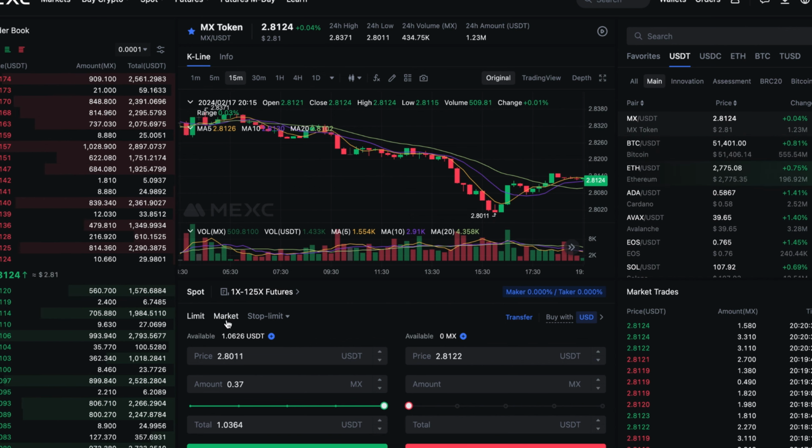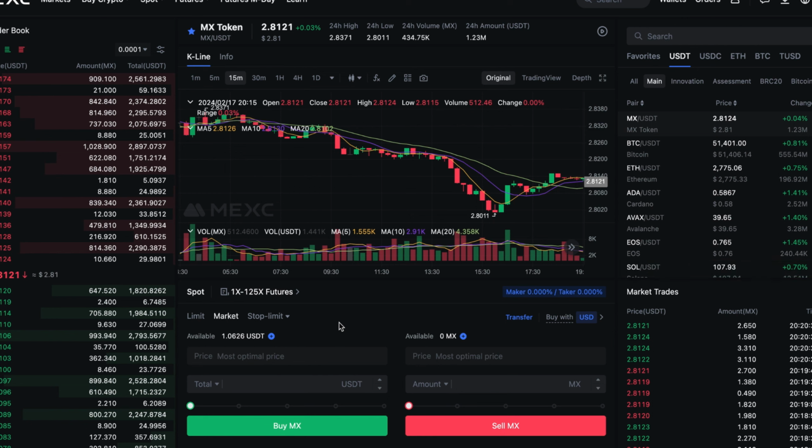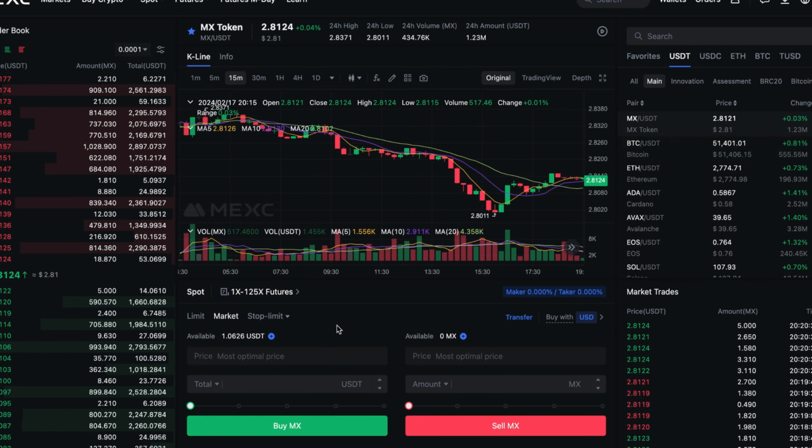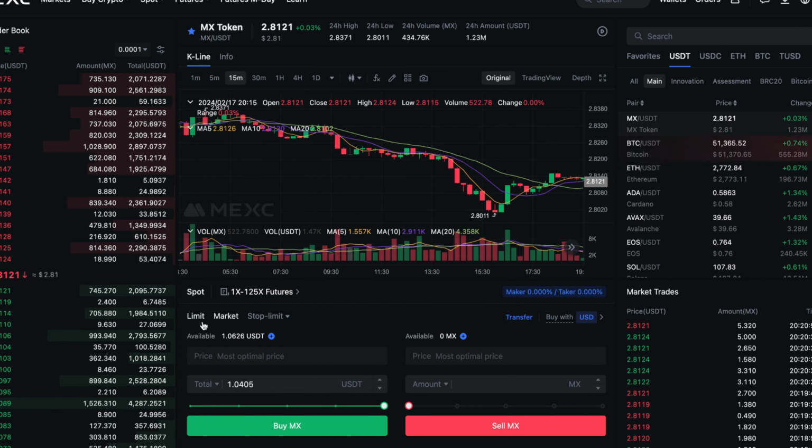If you come to the market section, this market section on the other hand allows you to take the trade at the market price. The current market price is 2.8124. You can see right here 2.8124. So it's going to enter the market or take this trade at this price. I will select the amount of USDT I want to use, and I buy, and this trade is going to trigger instantly because I'm using the current market price rather than the limit price.